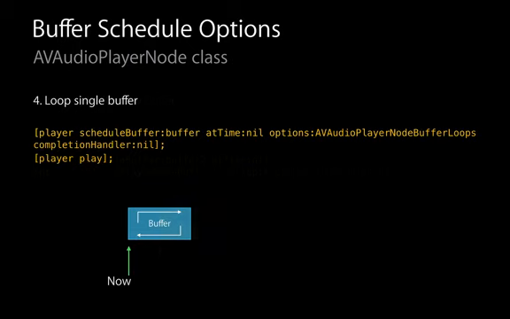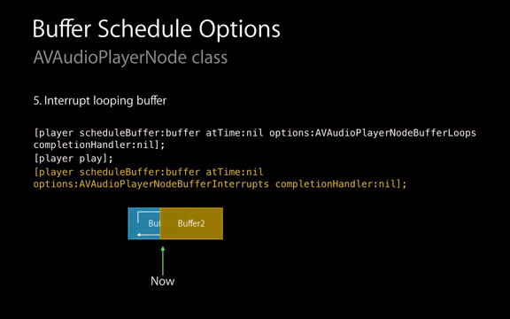Let's now look at the different variants with a looping buffer. So like I said earlier, if I have a buffer that's to be played in a looped fashion, like a sound effect, for instance, I can load the data in that buffer and schedule that buffer with the AVAudioPlayerNodeBufferLoops option. When I call play on the player, that buffer starts to play in a looped fashion. If I want to interrupt a looping buffer, it's the same option as what we've seen before. I have to schedule a new buffer with the AVAudioPlayerNodeBufferInterrupts option. So essentially, it's the same option for when you want to interrupt a regular buffer or a looping buffer.